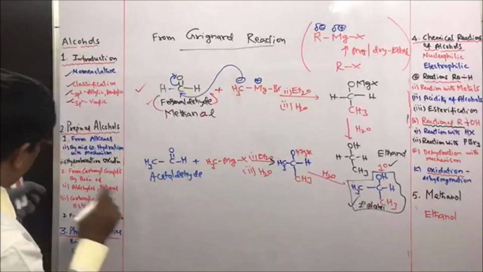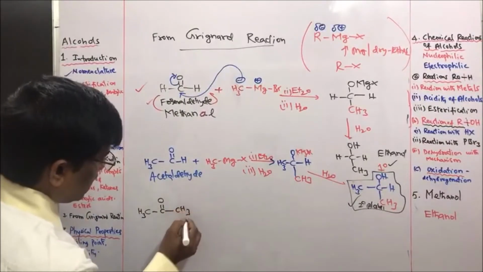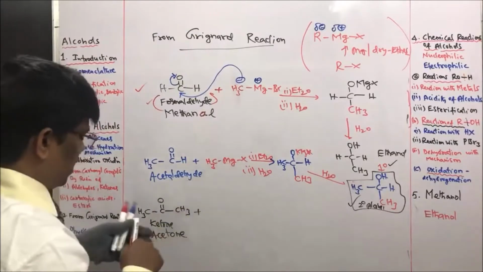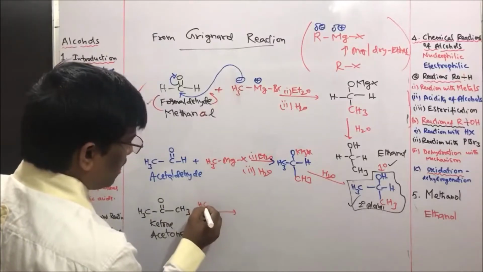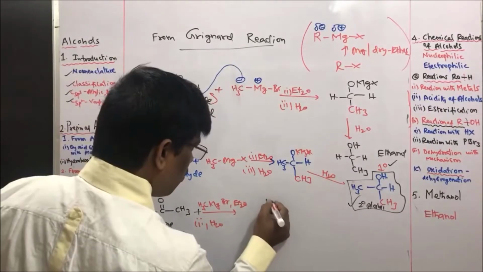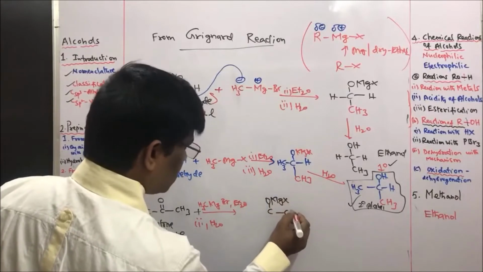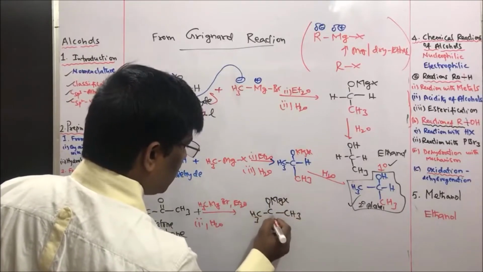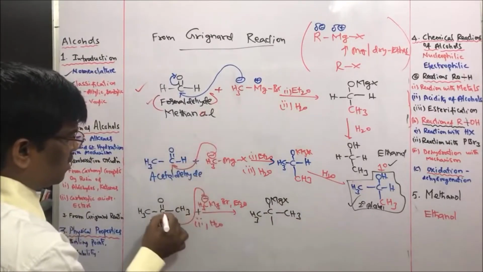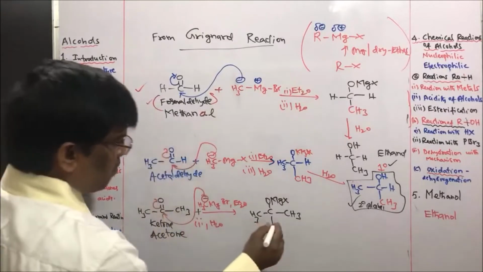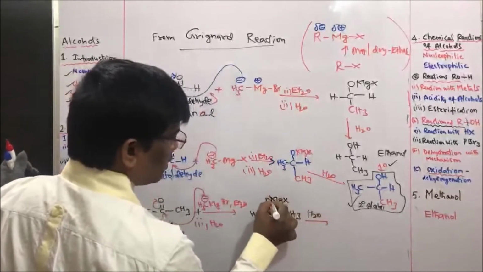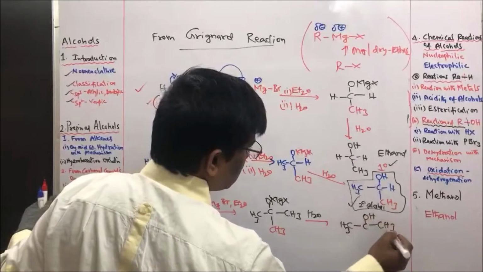If I use a ketone, let me take acetone. This is a ketone, the common name is acetone, and if I use the same RMgX, methyl magnesium bromide in ethyl ether followed by hydrolysis, we get OMgX, and this methyl is here, this methyl is already here and the newly added methyl is here. This is the mechanism. It is going to add here. Now upon hydrolysis this is going to give OH, CH3 and CH3.